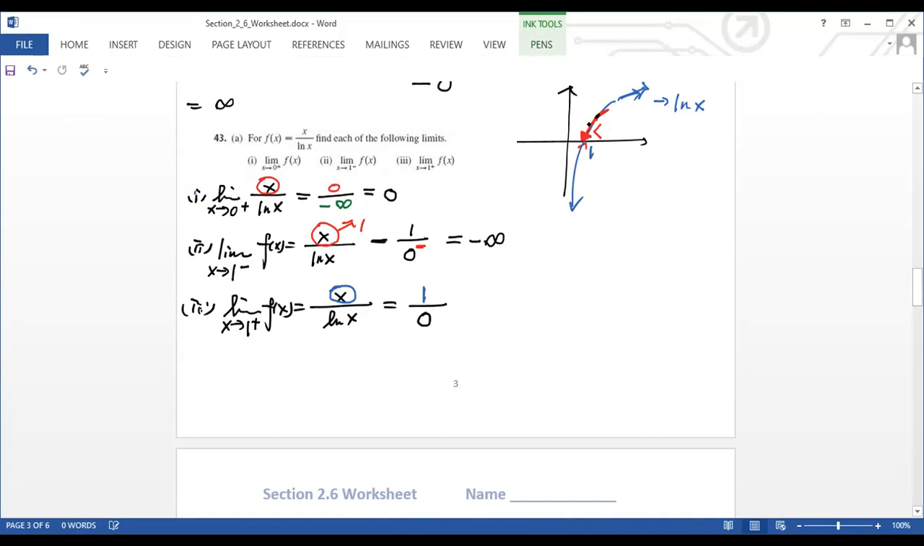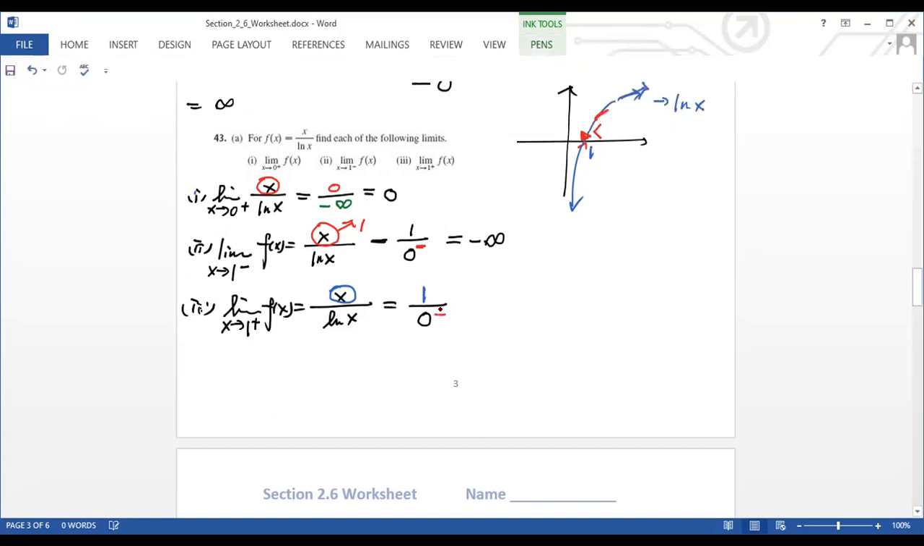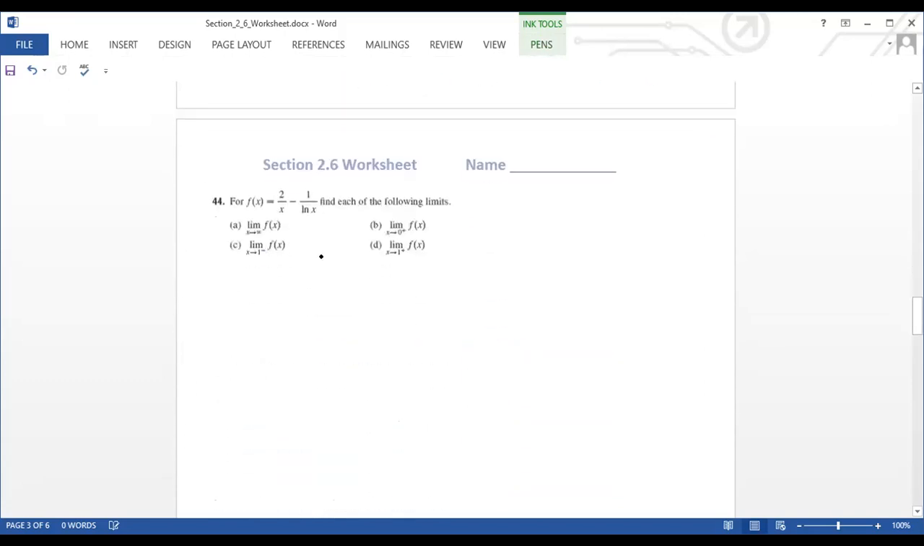But look at this red one. Even though it's getting closer to 0, is it a positive or negative 0? It's a positive 0, right? It's getting very close to the zero here. So what is the answer here? It will give you positive infinity. You get that? Okay. So those are the things we need to be very careful about when we do that. Those are very good problems here. So make sure you fully understand how we derive that.